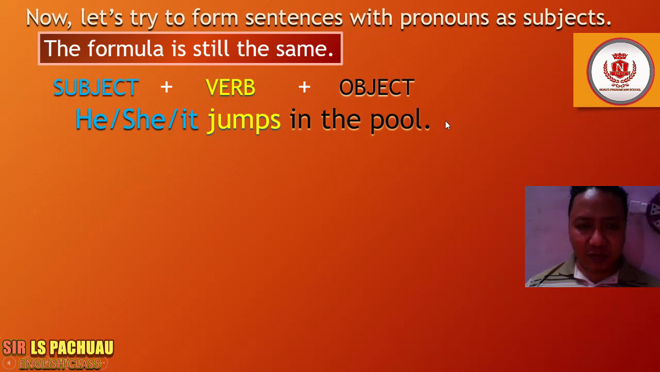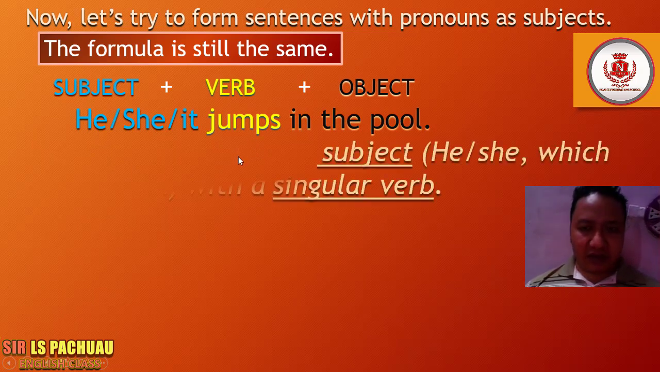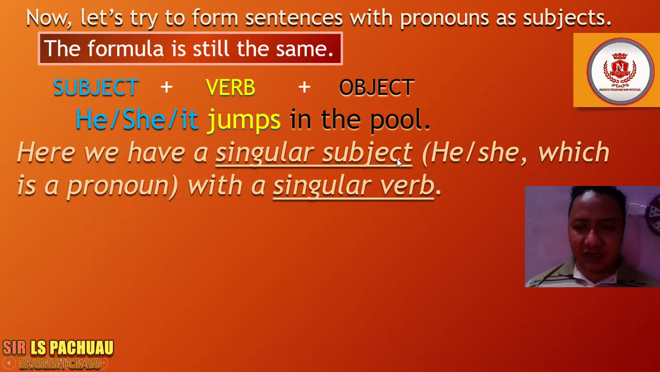She jumps in the pool. It jumps in the pool. If we say he jumped in the pool, that's incorrect. Or she jumped in the pool, that's incorrect. Jump in the pool, that's also incorrect. So that is why we have to use he jumps. That is how the subject and the verb agree with each other. Understand? Here we have a singular subject he, she, it, which is a pronoun with a singular verb.